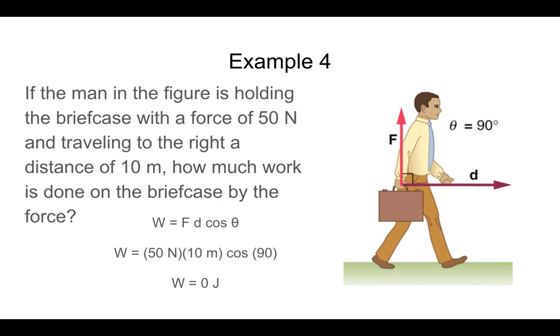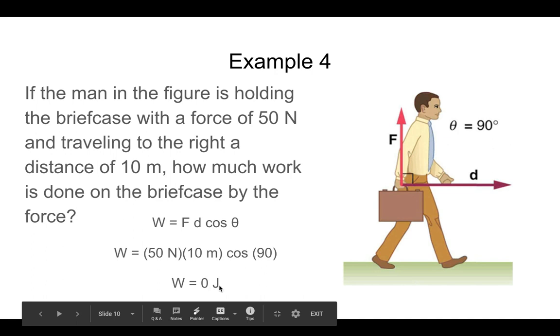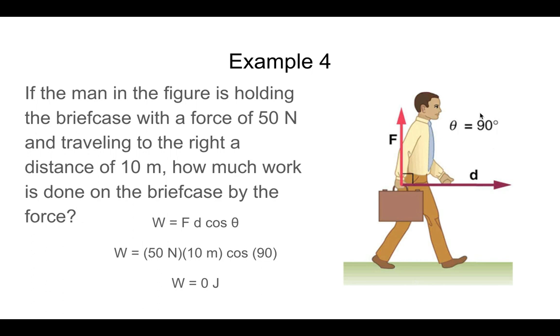Now, remember, in order to have work done, that force must cause the displacement. This force right here that's directly upward from his arm on the briefcase is not causing this displacement. So that force does no work on this briefcase in order to move it that 10 meters, which is why the work done is 0 joules. Anytime you have this angle of 90 degrees, cosine of 90 is 0, so you're going to have no work done on the object by that force.